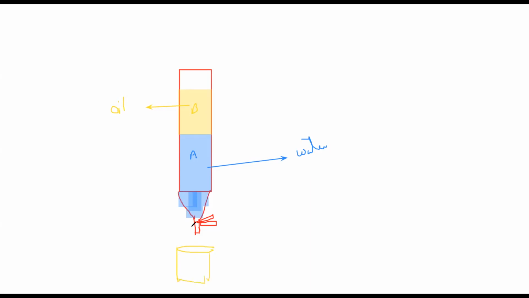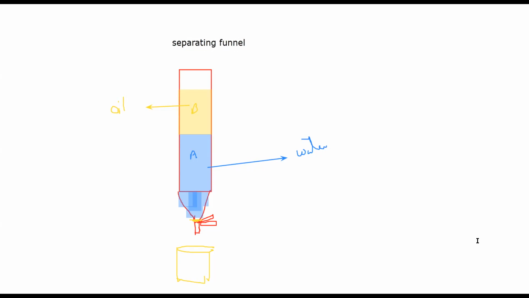You will collect the water. Once you reach the oil near the tap, you will stop. And this is how you separate two immiscible liquids, the liquids which do not mix with each other. Is it clear? A technique we use to separate this is called a separating funnel, in which you separate two liquids which do not mix with each other.